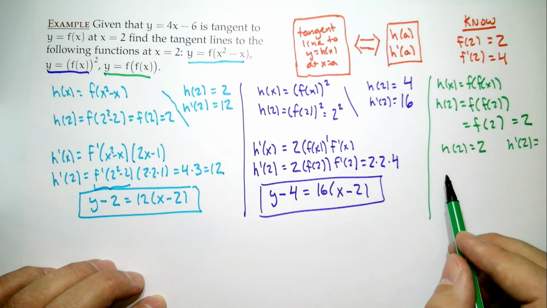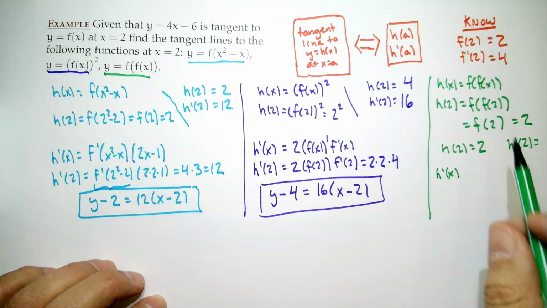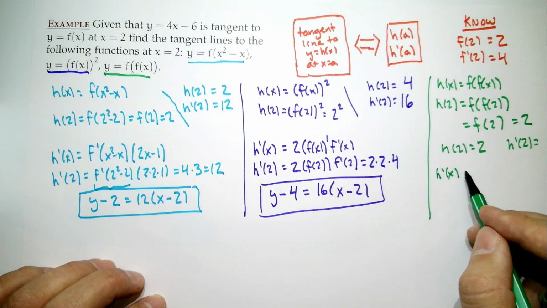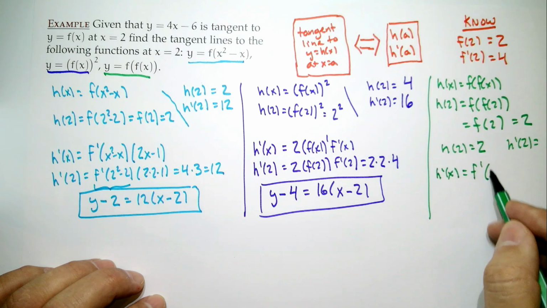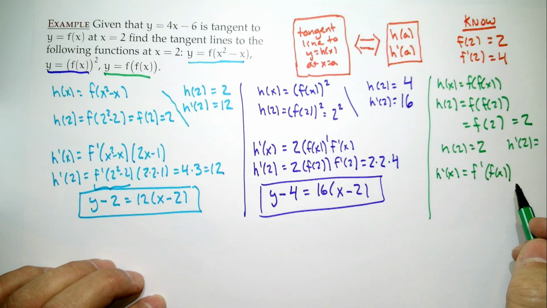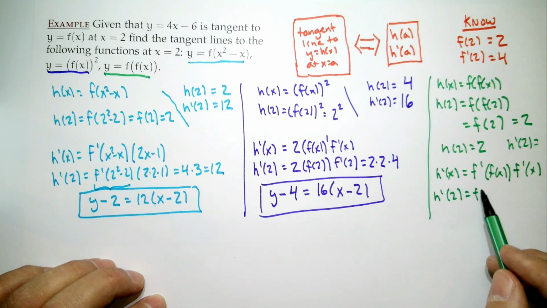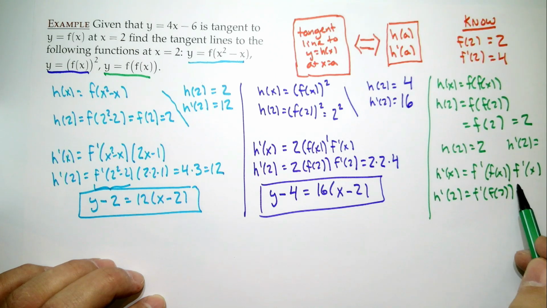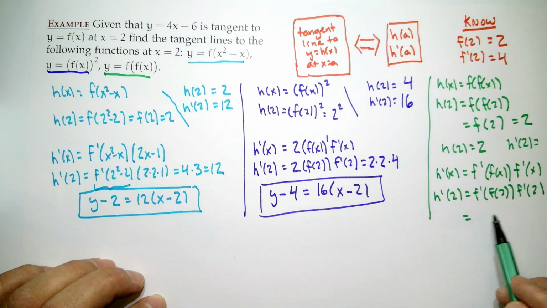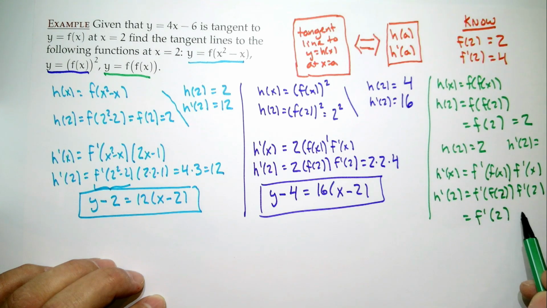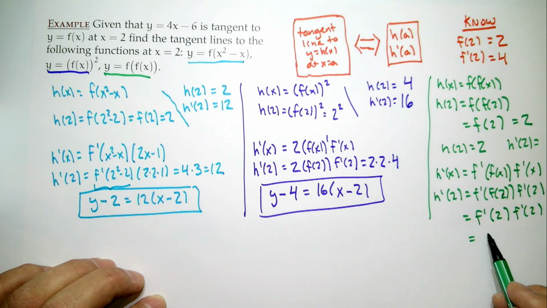Well, don't know that yet. What is h prime of x, just in general? Okay, f prime of f of x. Good. Anything else? Times f prime of x. Plug in 2. H prime of 2. That's f prime of f of 2 times f prime of 2. And so there's no rush. You just start evaluating. F of 2 is 2. And then you have another f prime of 2. And f prime of 2 is 4 and 4. So this would make 16.